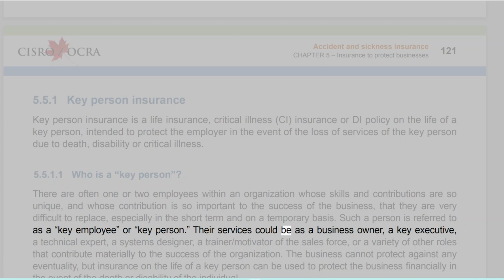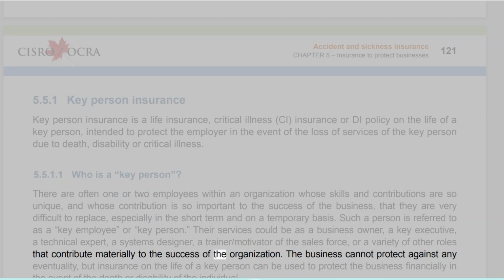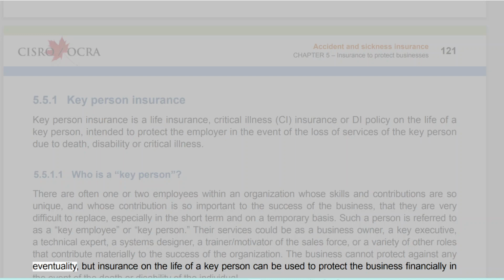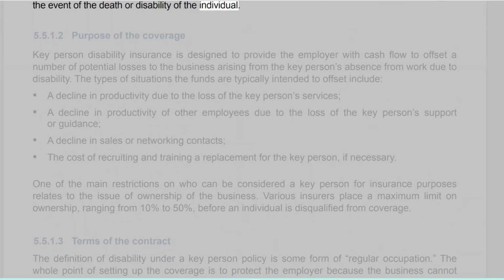Their services could be as a business owner, a key executive, a technical expert, a systems designer, a trainer/motivator of the sales force, or a variety of other roles that contribute materially to the success of the organization. The business cannot protect against any eventuality, but insurance on the life of a key person can be used to protect the business financially in the event of the death or disability of the individual.